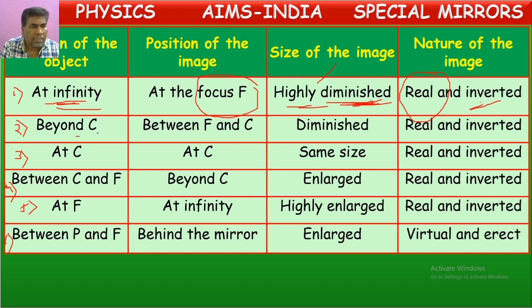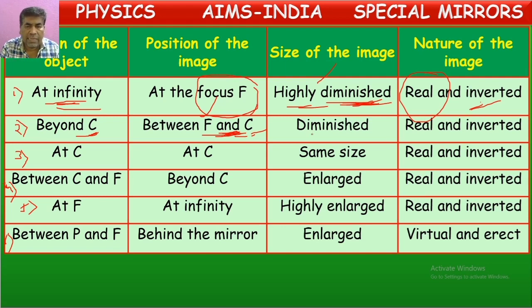So next, when the object is beyond C, the image is formed between F and C. What is F here? Focus. What is focus? The point where reflected rays really meet or appear to meet. C is for center of curvature, meaning the center of the sphere, not the mirror. The center of the sphere of which the mirror is a part.